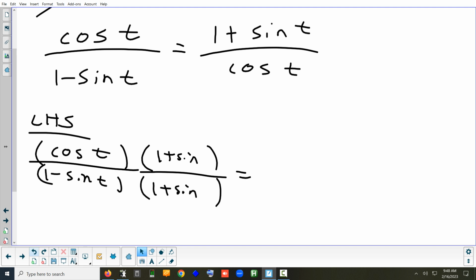Now, anytime we have conjugates, all of a sudden that becomes the most important thing you're doing. Don't worry about doing anything else in the problem at this step. Just FOIL out your conjugates. And 100% of the time, something else is going to cancel out. So leave the top alone for now. Do not distribute cosine. Do your conjugate first and just see what happens.